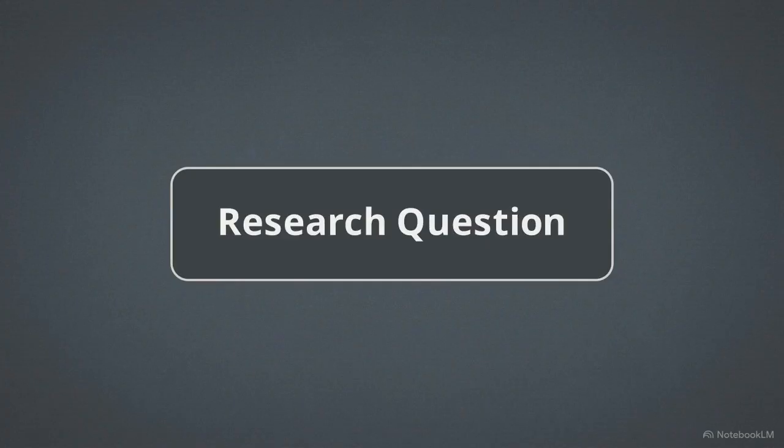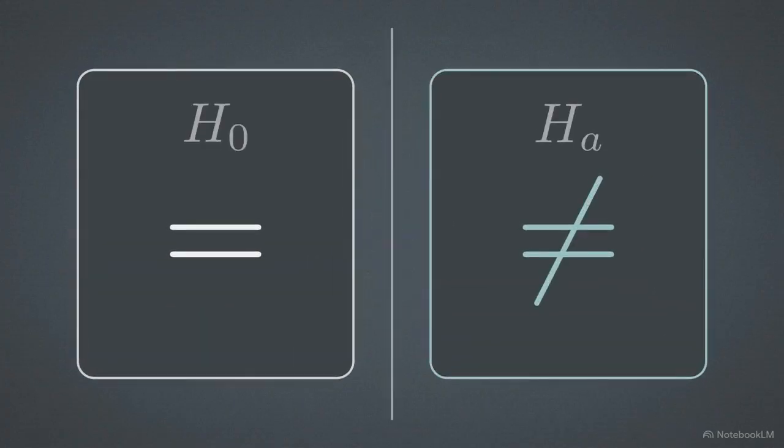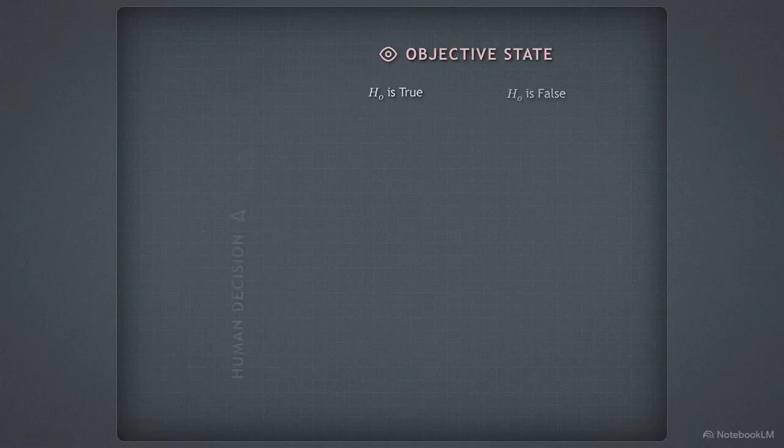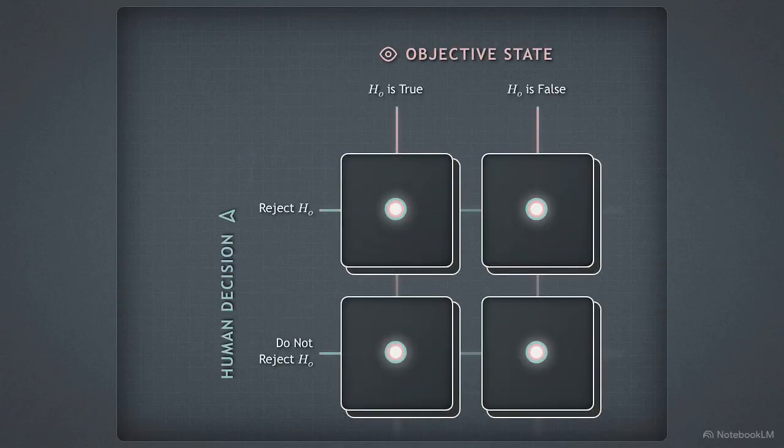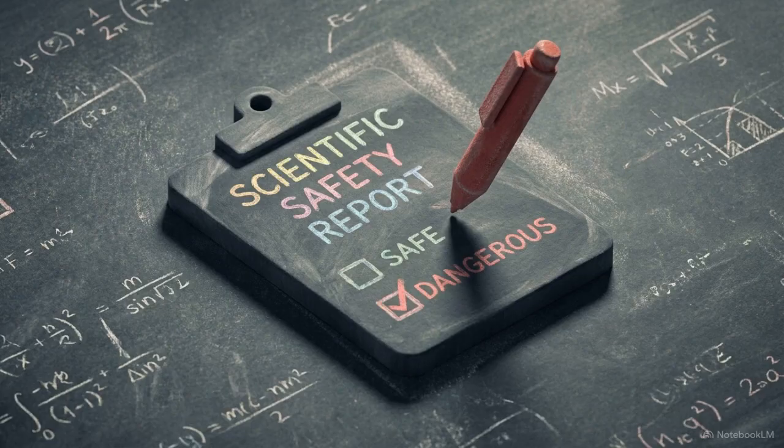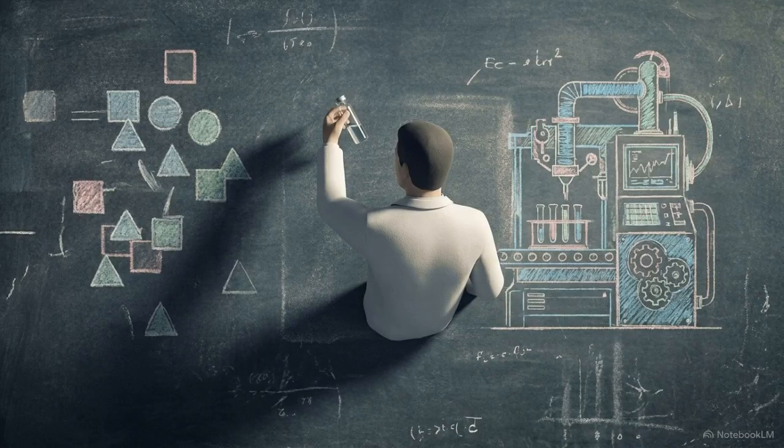First, we will define the mutually exclusive claims that must trigger every statistical test. Second, we will mathematically map all possible outcomes where human decisions intersect with hidden reality. And third, we will define the probabilistic limits of making a catastrophic error. This architecture provides the formal criteria required to define the boundaries of scientific evidence.